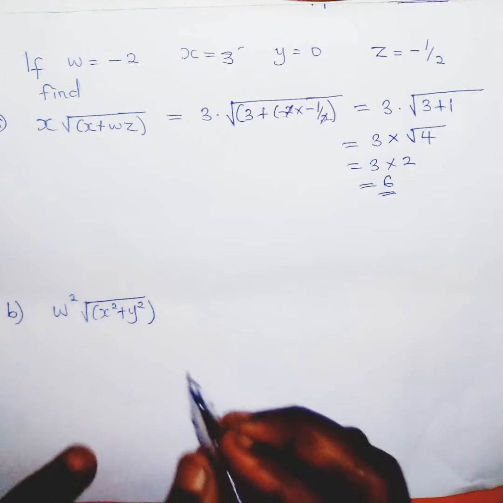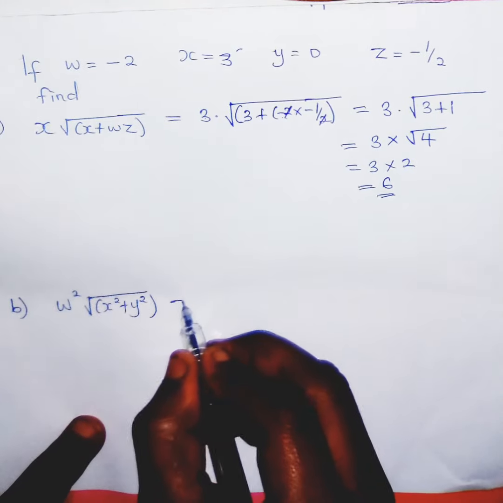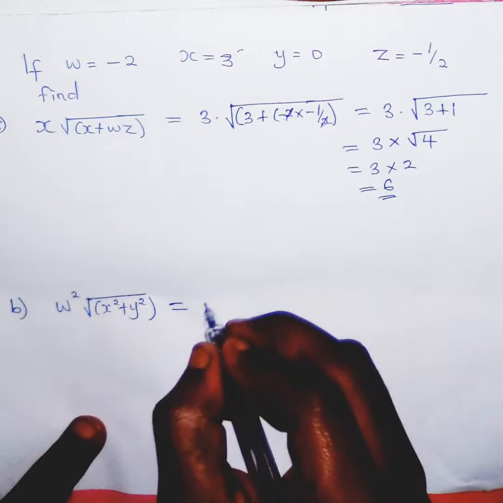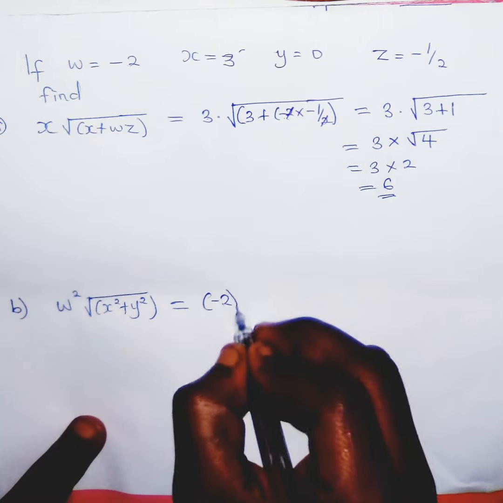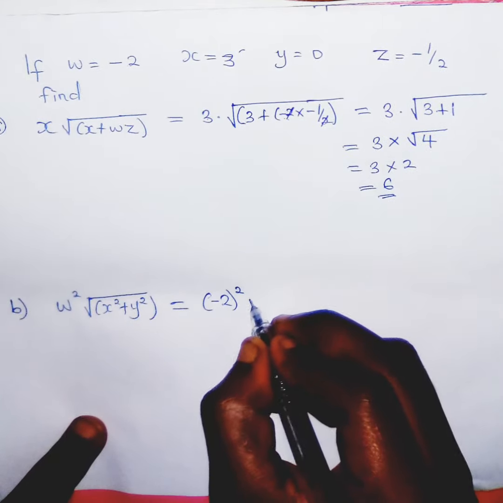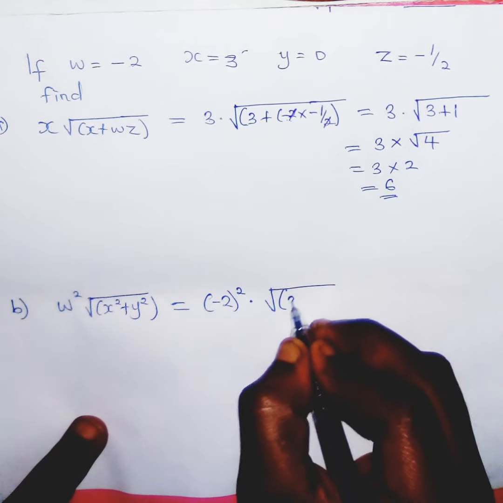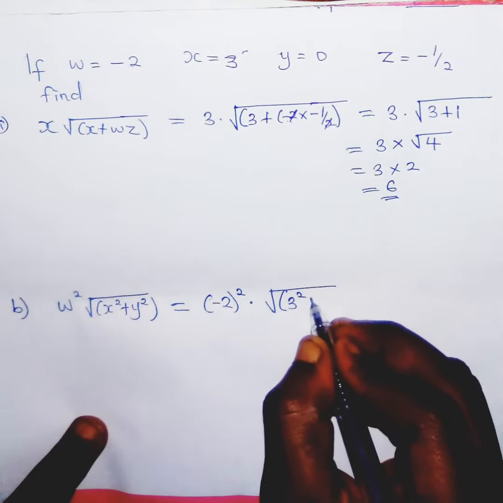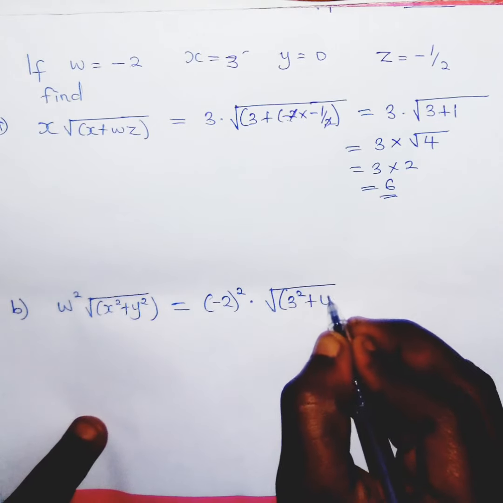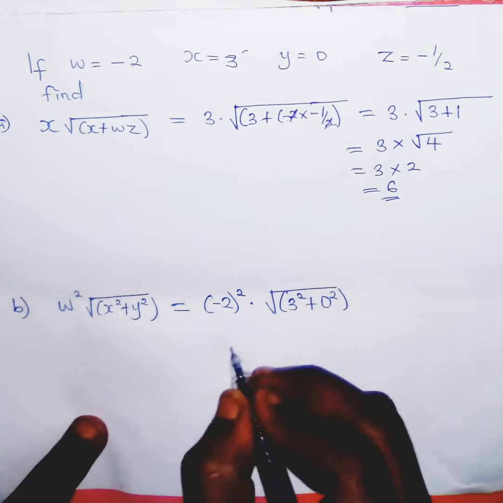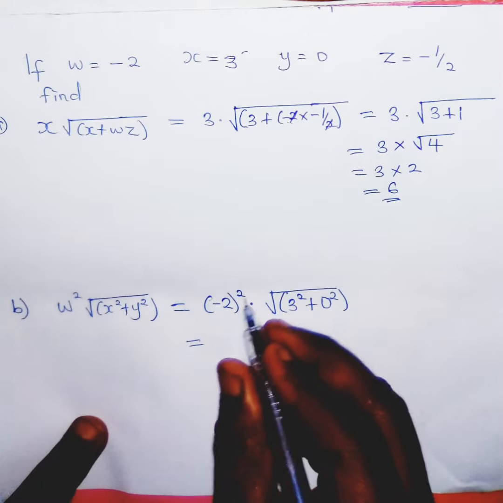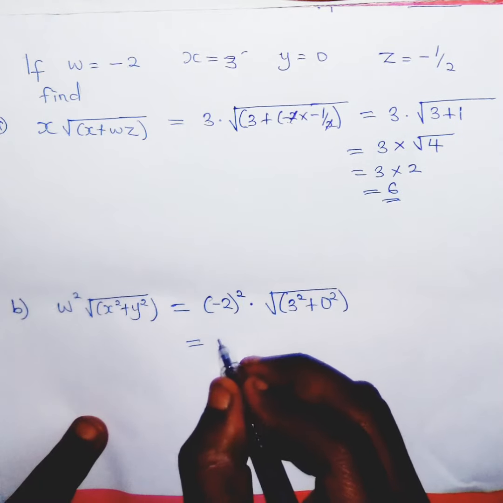Now let's look at this second equation. W is minus 2, so we put minus 2 square. This is multiplying everything in the square root. X is 3, so we write 3 square, plus y is 0, so we write 0 square. So this will give us minus 2 times minus 2 square is 4.